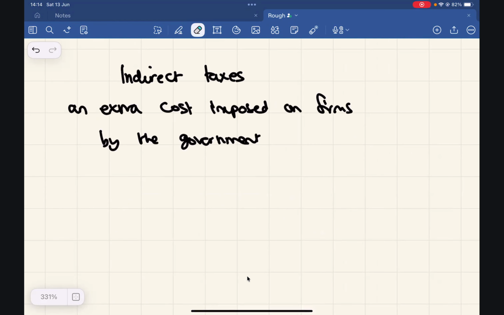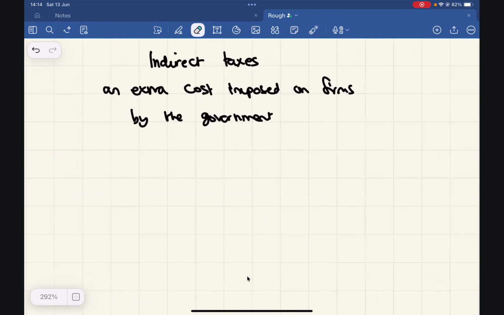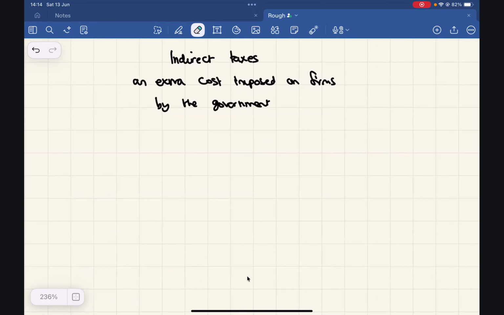But anyway, if the government tax firms every time they make something, so say it costs 20p to make a can of Coke, the government are charging the firm 5p, so they have to pay 20p to make the can of Coke plus 5p extra to the government. So what would happen to the supply curve? It would shift left. Exactly.